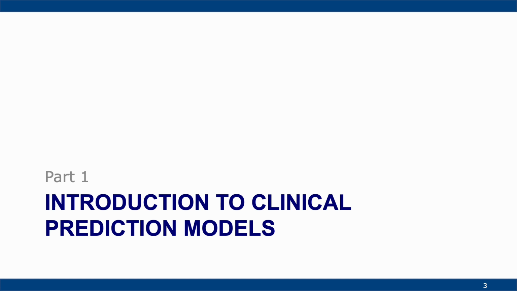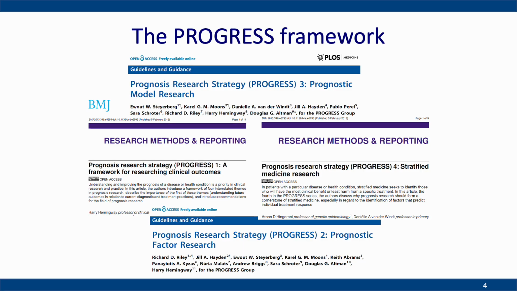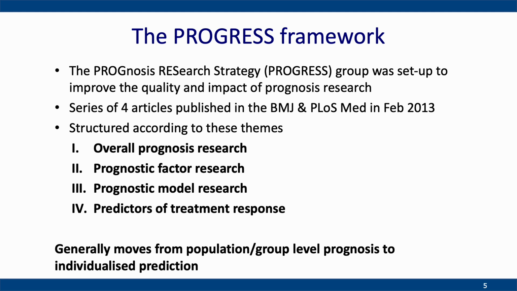So part 1, an introduction to the field. Before moving on to specifically talk about prediction models, I want to frame all of this talk in relation to the PROGRESS framework. Now, the PROGRESS group, which I initiated alongside Harry Hemingway and Doug Altman about 2010, we brought together experts in prognosis and prediction to come up with this framework of 4 themes which move from overall average prognosis at the population level to more personalised, individualised risk prediction and prediction of treatment effect. And these were published in 4 articles in the BMJ and PLOS Medicine.